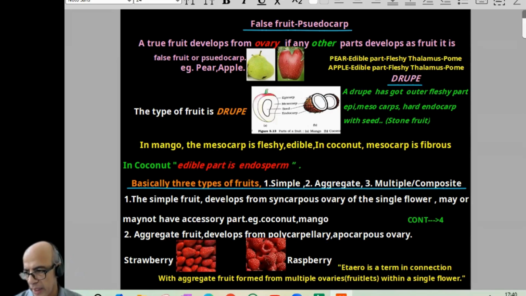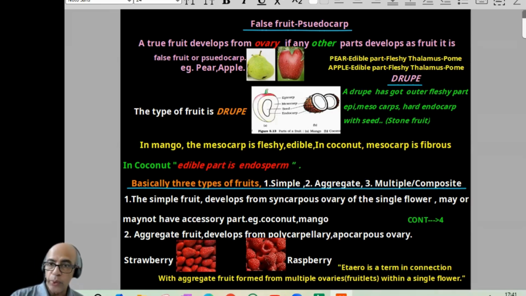I think the idea is clear. Again, this picture is brought back, concerned with the term drupe. In coconut and mango, the type of fruit is drupe. So what is a drupe, or what is its specific feature? A drupe has an outer fleshy part, that is epicarp and mesocarp, and there will be a hard endocarp with the seed. That is why the drupe is often called stone fruit. Typical examples: coconut and mango, stone fruits. I think the idea is clear. Now we can continue.